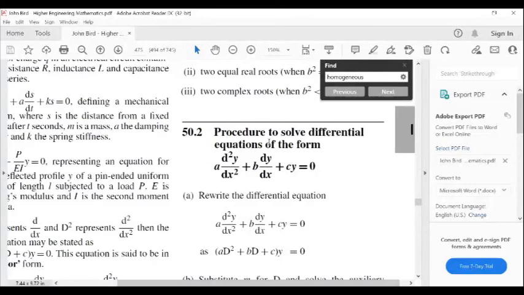So, procedure to solve the differential equation in the form of, ito yung form natin before na diniscuss, which is we have the a times the d squared y over the dx squared plus b times dy over dx plus cy is equals to 0.